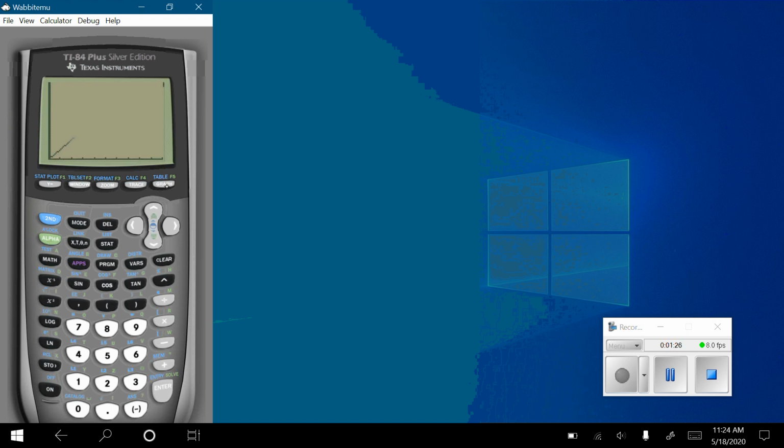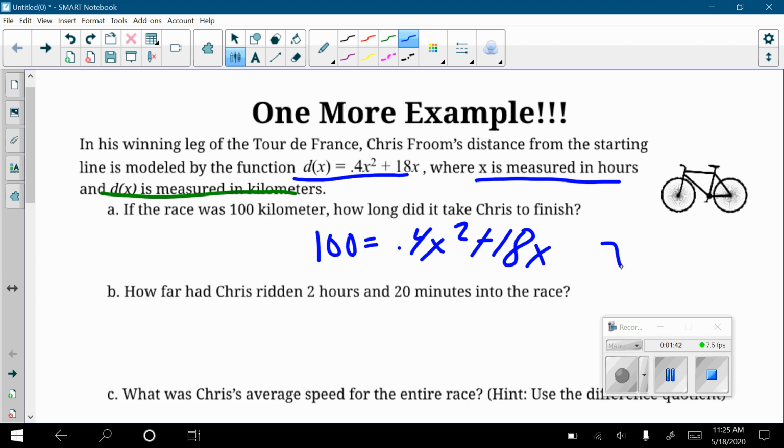So I'm trying to figure out where these graphs crisscross. I got them both graphed. Second calc, trying to figure out where they intersect. Enter, enter, enter at 5. So x equals 5 hours is how long it took him to ride 100 kilometers.